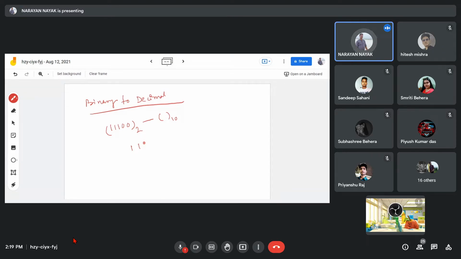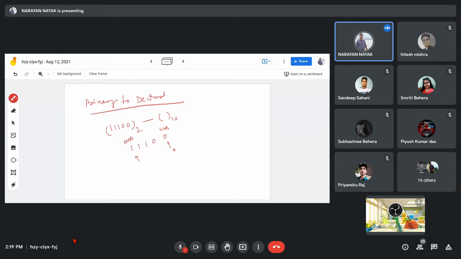You have to write like this: 1, 1, 1, 0, 0. Now this is your the value. This is basically the LSB. Then after this is your MSB. You know this is your least significant bit and this is your most significant bit. So this is your MSB first and the lower one is the least significant bit.